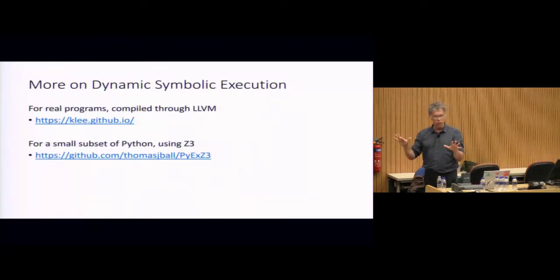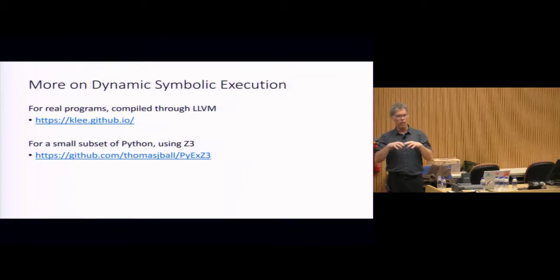Dynamic symbolic execution, this idea of running your program and then collecting constraints. There's huge work around this. KLEE is one of the best known, which is for real C programs or any program compiled through LLVM. I think the first international KLEE workshop just took place. If you want to learn about dynamic symbolic execution, then I recommend you go to my little GitHub there, where I implemented a tiny little symbolic executor for Python using Z3. And that has a paper. So if you just want to learn about the core ideas, I would recommend the second one. If you want to just apply it to some C programs yourself, KLEE is there as well.